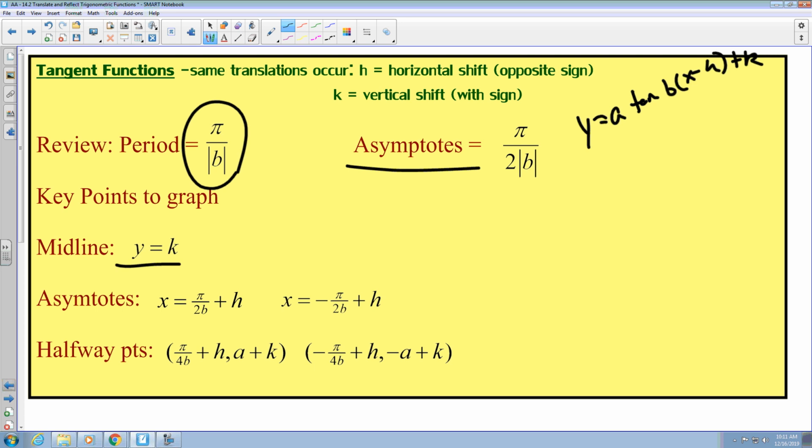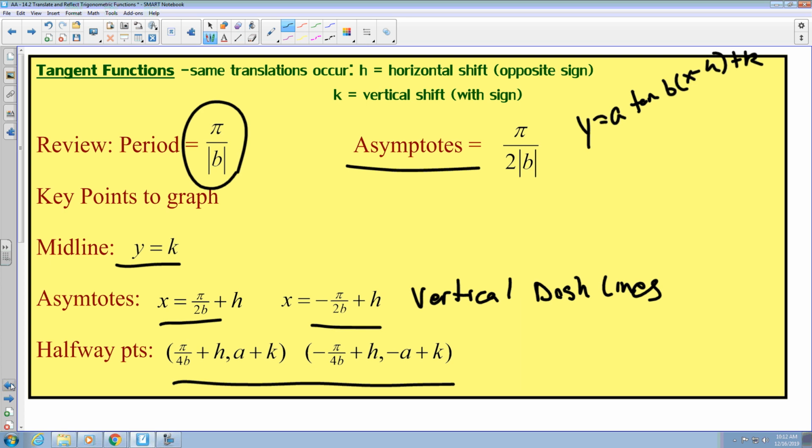We're still going to draw out a midline point. I still want to make my asymptotes. I want to do that as vertical dashed lines. And I'm looking for those halfway points. The halfway points are pi over 4b plus h, comma a plus k, and then negative pi over 4b plus h, comma negative a plus k.